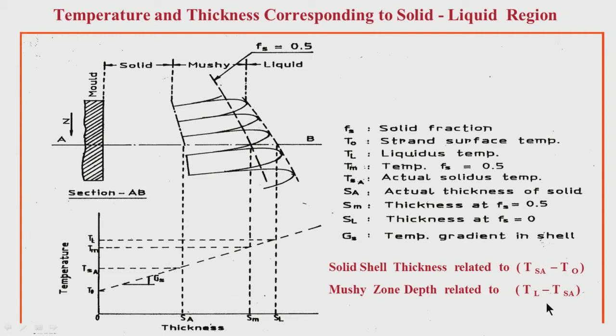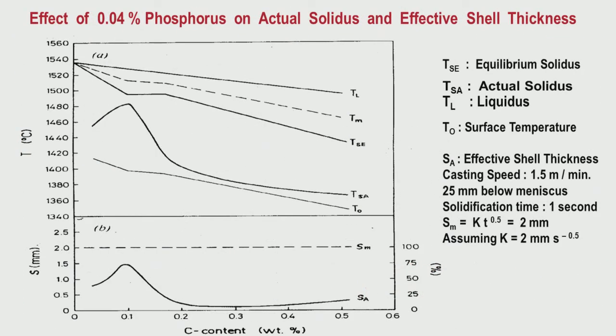So segregation, particularly of phosphorus, if you have a higher amount of phosphorus, there will be too much segregation. Because of that, the actual solidus will be depressed, will come down. So the difference between the liquidus and the actual solidus will increase, and because of this, the mushy zone depth will become quite wide, and the solid shell is becoming relatively thinner. This is what has been shown here, the actual calculation.